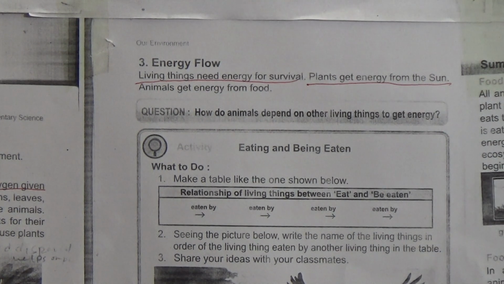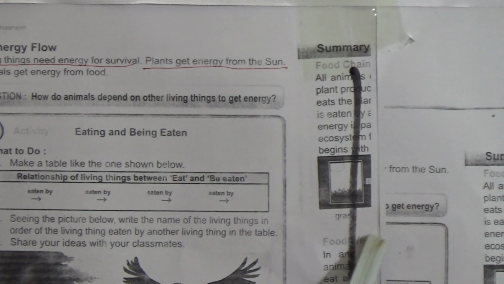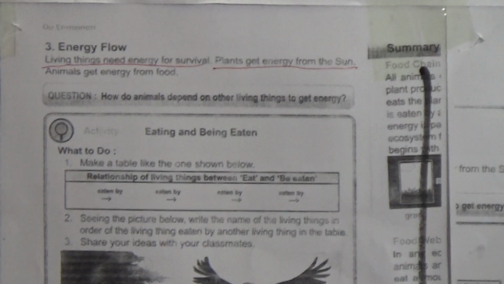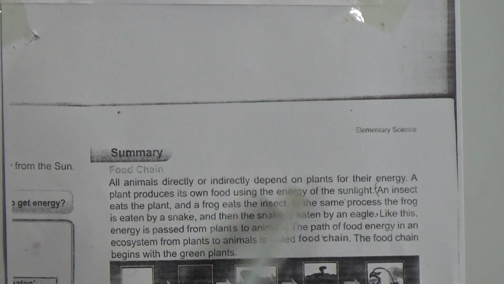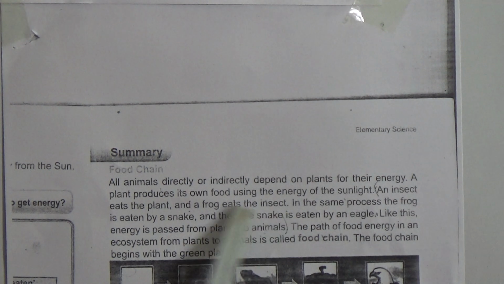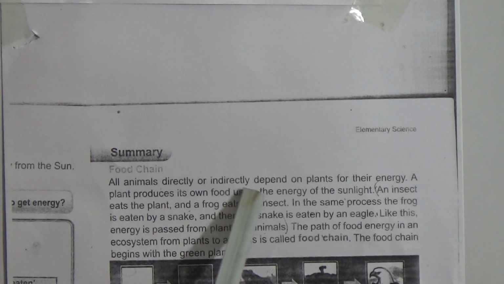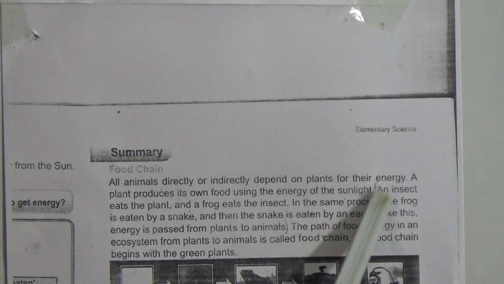My dear students, now we will discuss how animals depend on other living things to get energy. Now, come to next page, page number 7, food chain. All animals directly or indirectly depend on plants for their energy.